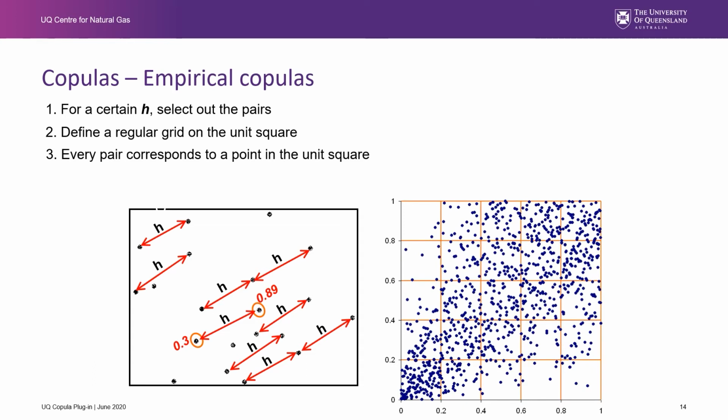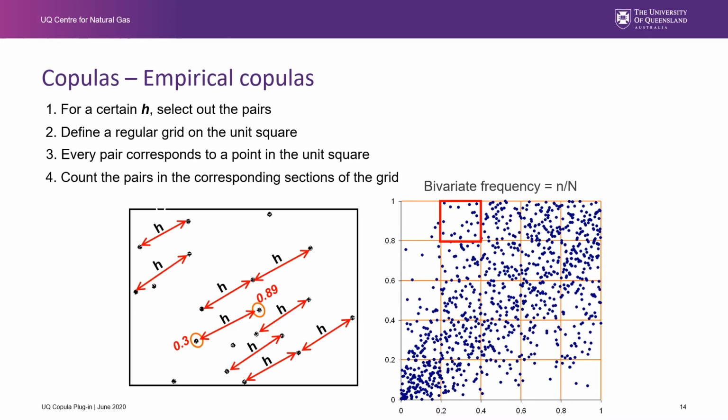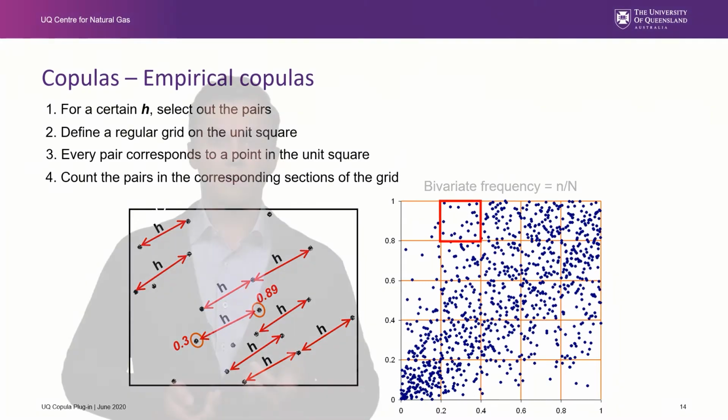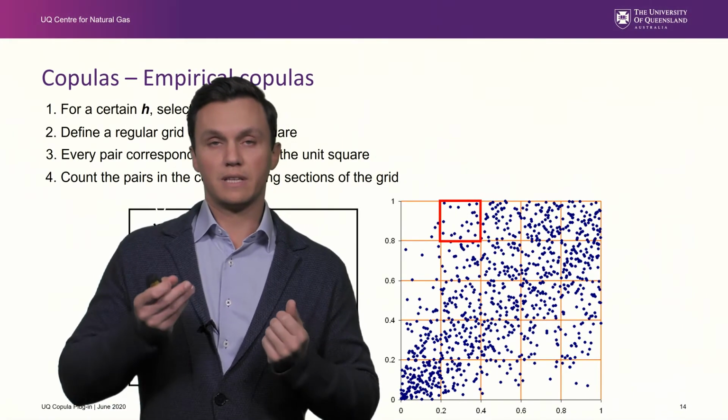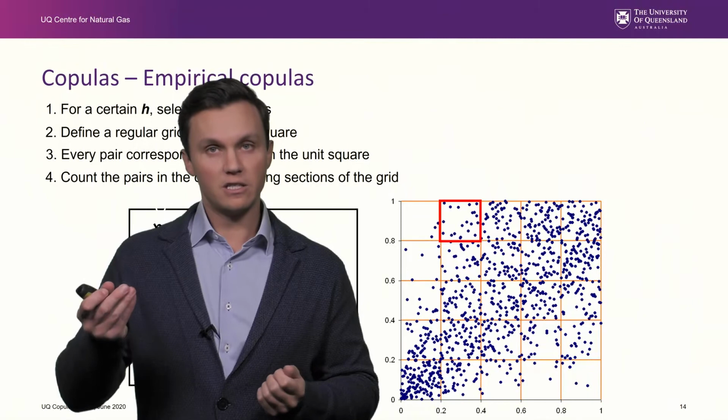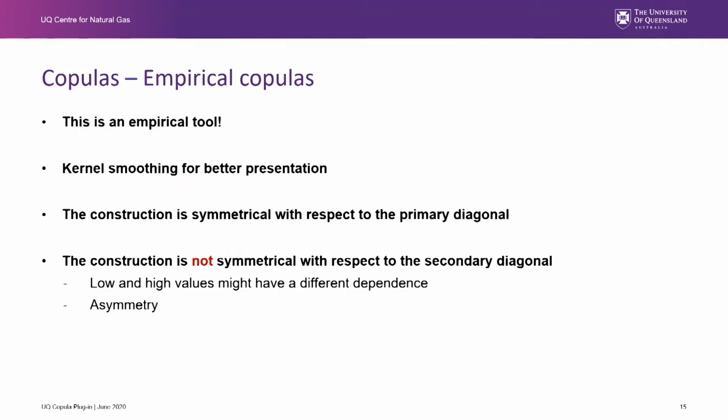Then we count the pairs in the corresponding section of the grid, and this will give us the bivariate frequency. So then we would move on and select another separation distance, and we would do the same thing again. Just a few notes on those empirical copulas. It is just an empirical tool, so it's mainly used to analyze a data set. As I said before, we can use kernel smoothing to get a better representation.